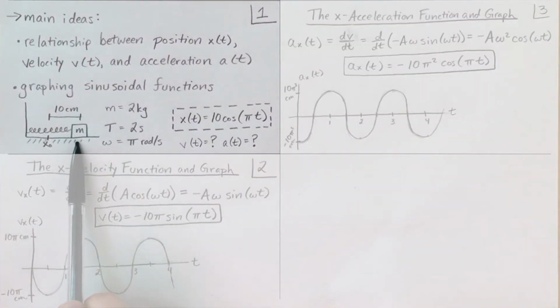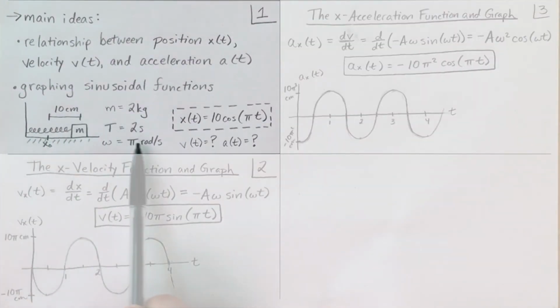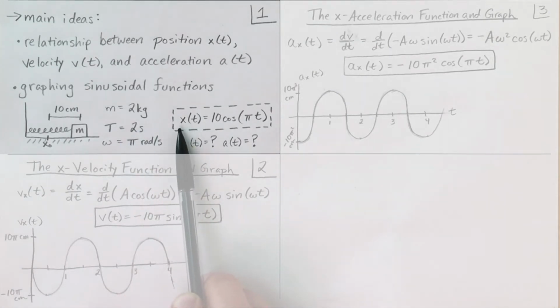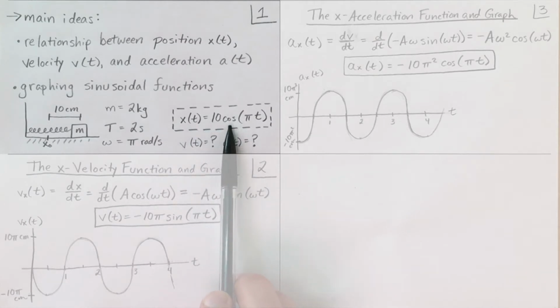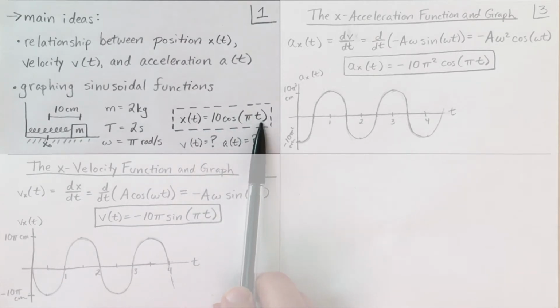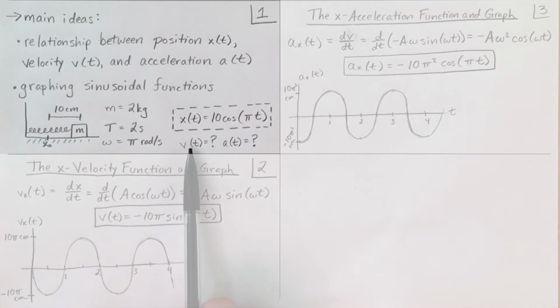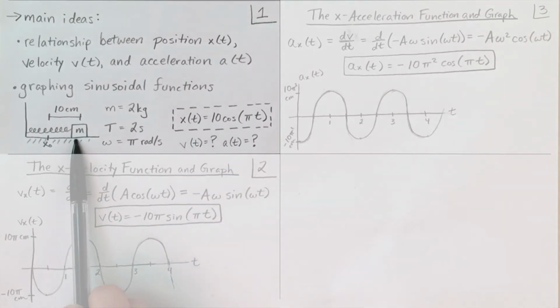A 2 kilogram mass is oscillating at the end of a spring with a period of 2 seconds, and in a previous video, we found that the equation describing this motion was x of t equals 10 cosine of pi times t. In this problem, we're asked to find an equation for the velocity and acceleration of the mass as a function of time and graph those.